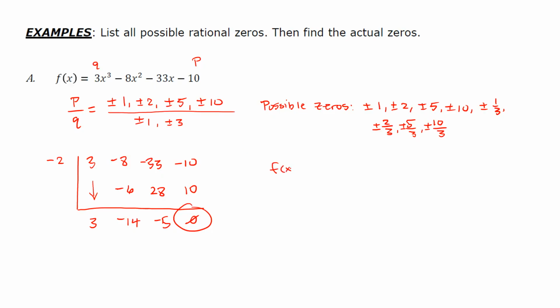So f of x equals x plus 2, that is the linear factor of the 0, -2. And then my depressed polynomial, which is 3x squared minus 14x minus 5. When I write 3x squared minus 14x minus 5 in factored form, I now have f of x in complete factored form.